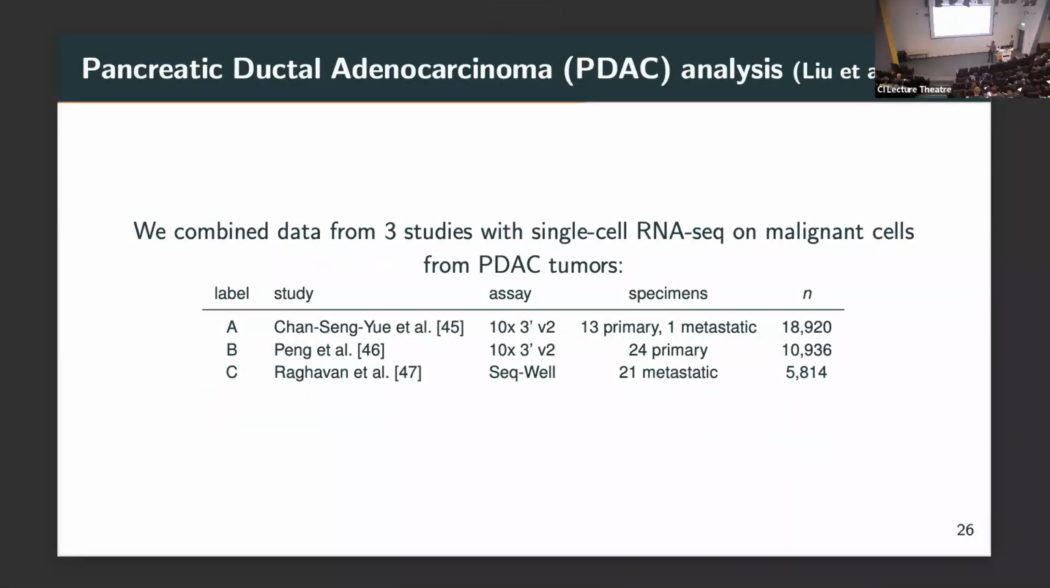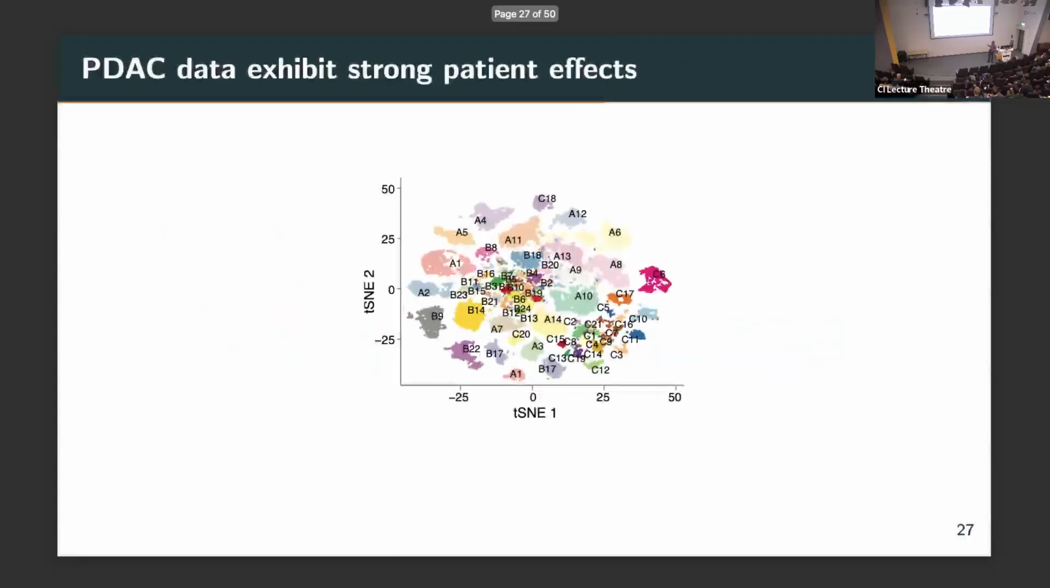So we took data from 3 studies cited here. So there's going to be maybe some potential for batch effects, I guess. That's really why I want to tell you this. Some of them are primary tumors, some of them are metastatic tumors. They're also slightly different assays. But anyway, we combined all these data together.